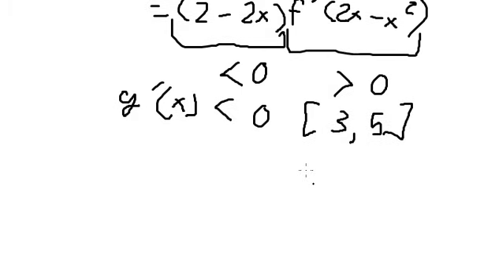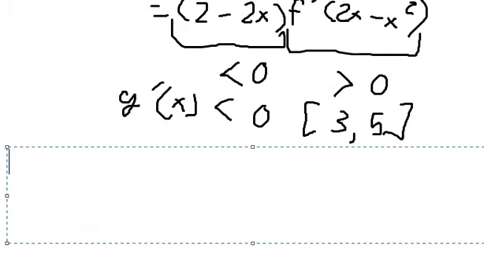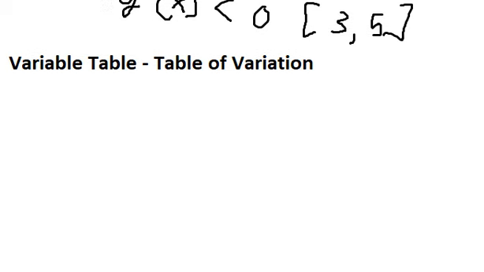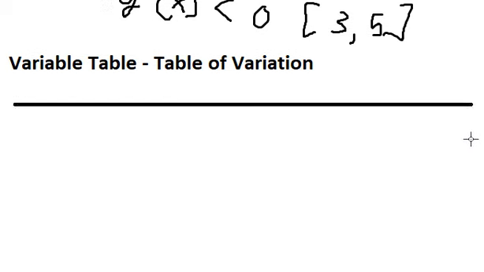And now we create a variation table, or we can write a table of variation. So I will draw the table in here.